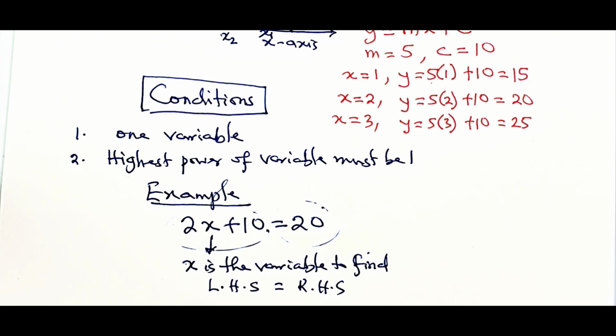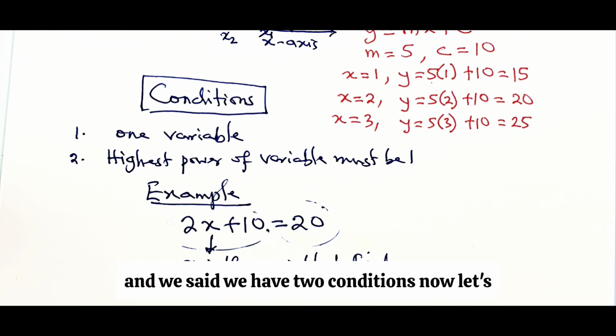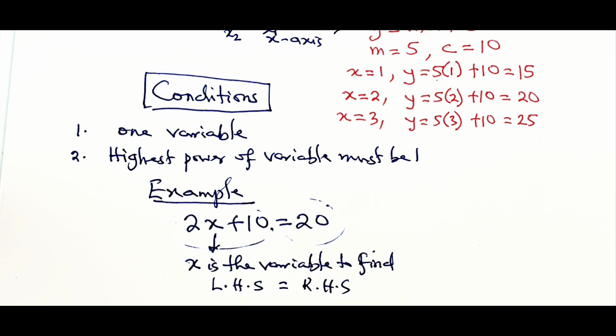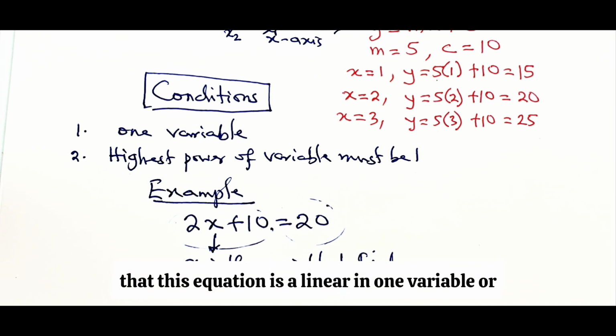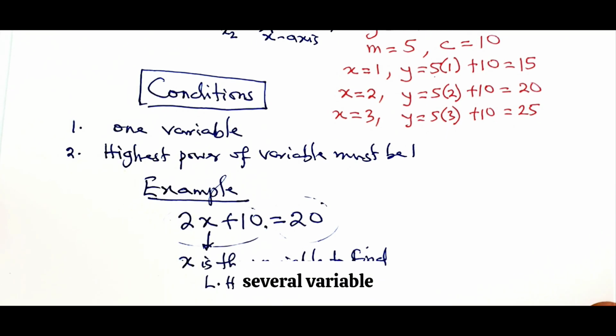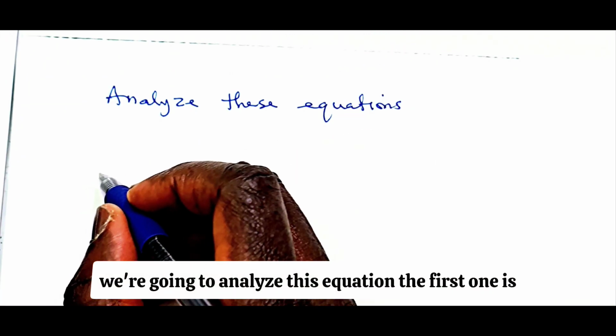Now, we have already talked about the conditions, and we said we have two conditions. Now, let's go into ways to analyze equations. How do we recognize that this equation is linear in one variable or several variables? We're going to analyze these equations.